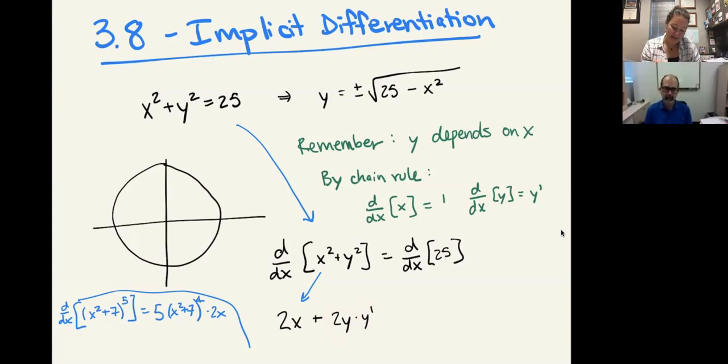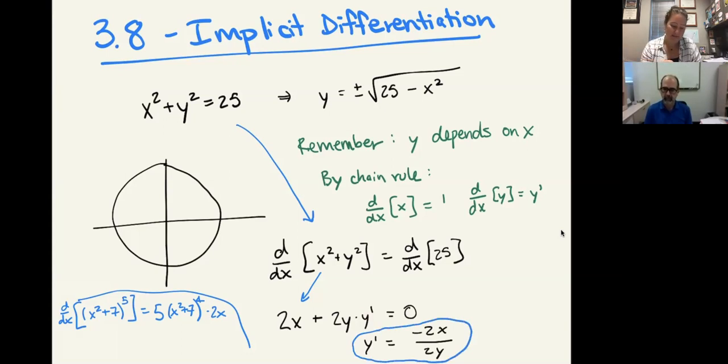And then on the right side, the derivative of 25, that's a constant, so that will be 0. Now, if I was asked for y prime, I can solve for y prime. I move over the 2x and I divide by 2y. And this is something that might be different from what you've seen before, because now the derivative y prime is dependent on both x and y.